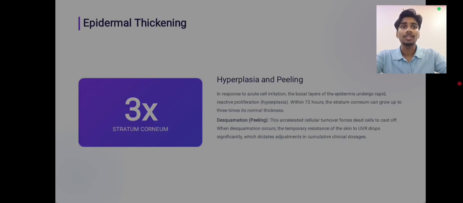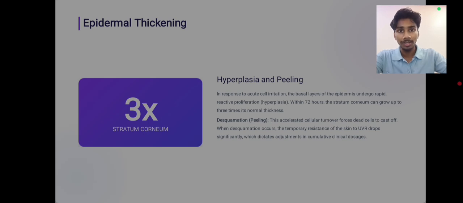The epidermal thickening, hyperplasia and peeling. In response to acute cell irritation, the basal layer of the epidermis undergoes rapid reactive proliferation. Within 72 hours, the stratum corneum can grow up to 3 times its normal thickness.